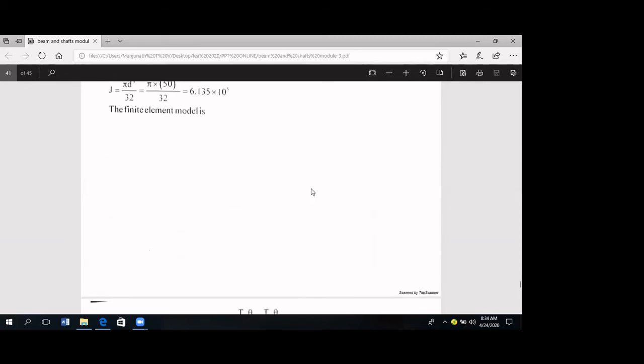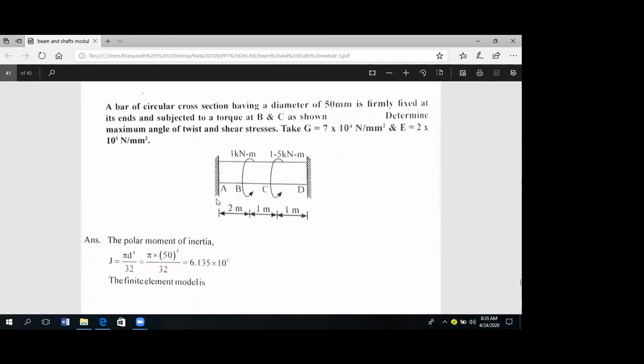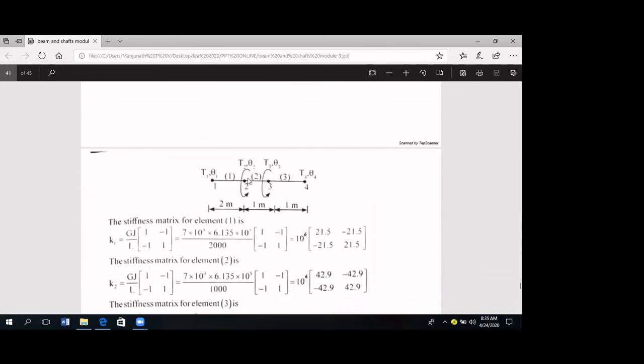And from the problem geometry itself, node number 1 and node number 4 are constrained, or fixed. So the theta 1 and theta 4 values we are going to take as 0 only, because if a node is fixed, there will be no displacement. Okay, so we only need to calculate the values for theta 2 and theta 3. This is what our target is.